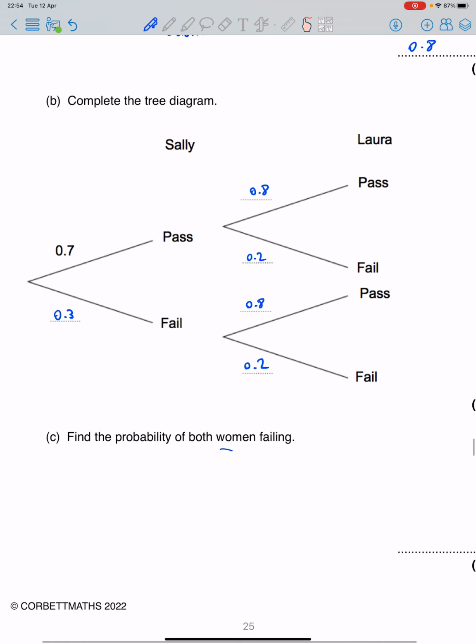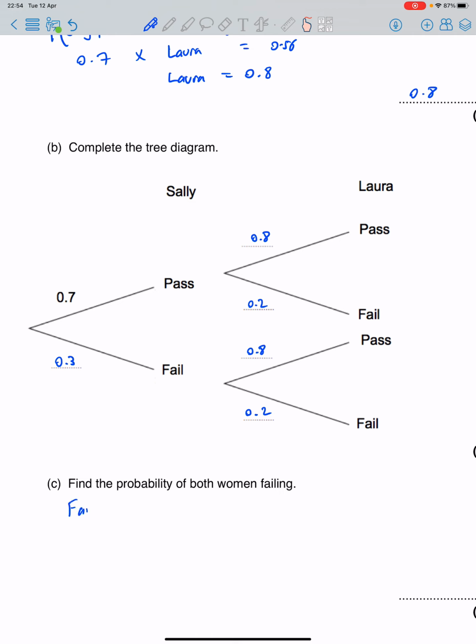Find the probability that they both fail. So if we want both of them to fail, then we want fail and fail. I've put "and" there because the and rule in probability means we multiply. So for Sally to fail, that's 0.3. And means times 0.2. Just to show people, 0.3 is the same thing as 3 over 10. 0.2 is the same thing as 2 over 10. So that's equal to 6 over 100. Please don't fall for that trap of writing 0.6. 6 over 100 is 0.06.